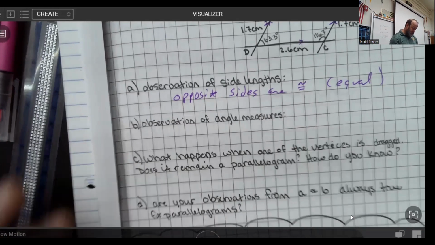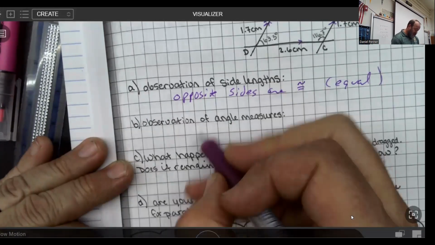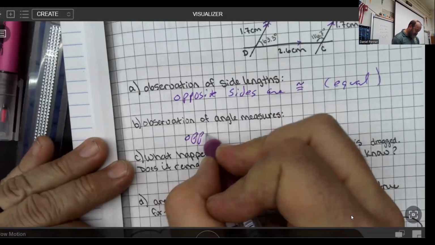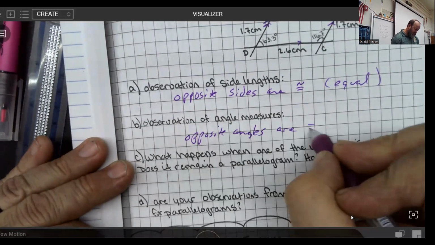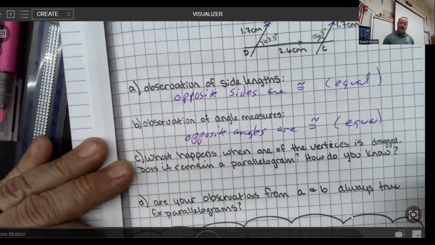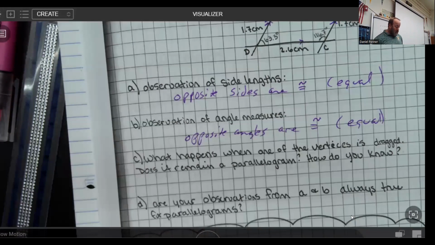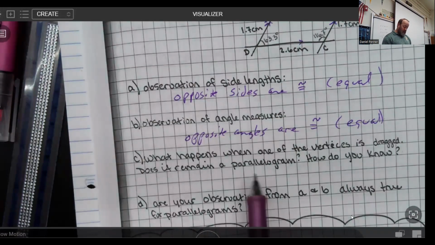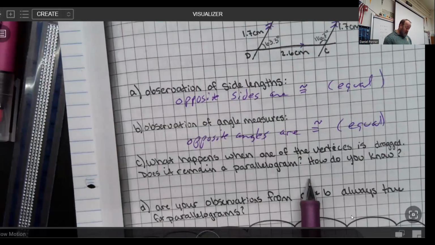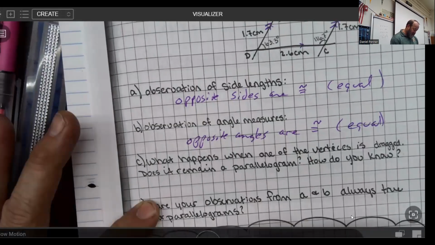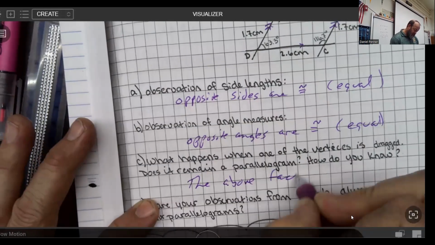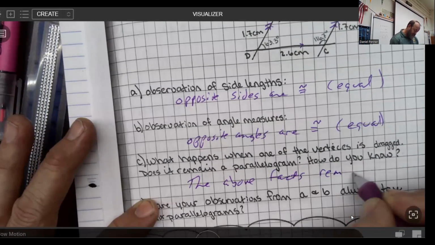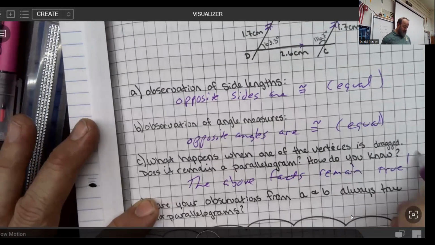And then the observation too is that these angles across from each other, opposite angles, are additionally congruent. But again, if they're congruent, they are also going to have equal measures as well, okay? So what happens when the vertices are dragged? Well, we just saw that. If we moved it around, no change happens. The above facts hold. I'm just going to say remain true. I cannot break those things.